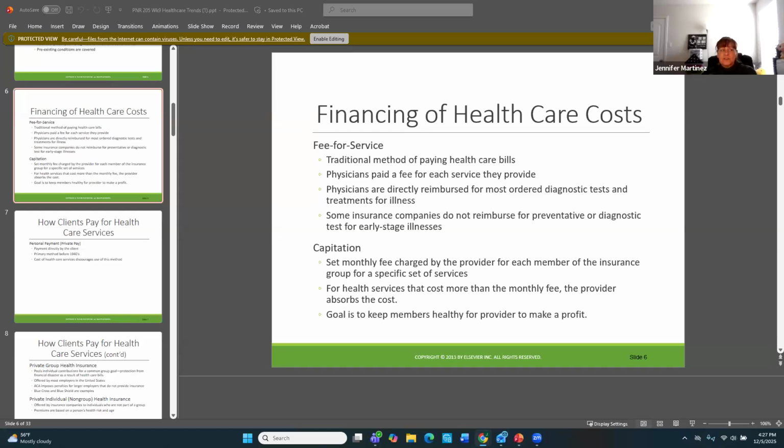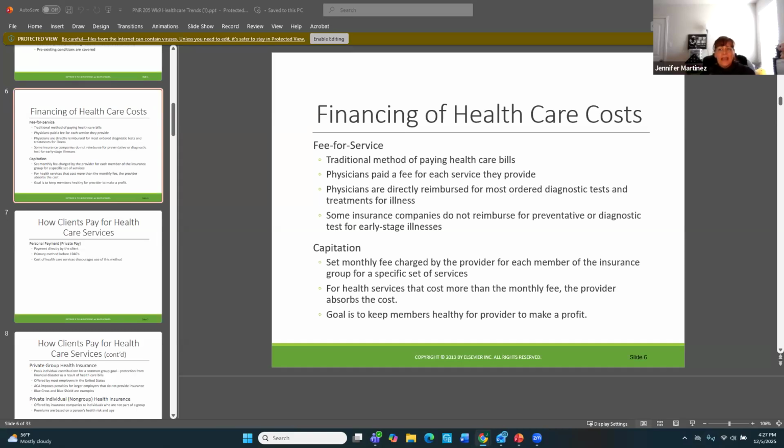The physicians are directly reimbursed for most ordered tests and treatments. Some insurance companies don't reimburse for preventative or diagnostic tests for early stage diseases, or early stage illnesses, which is a little crazy.